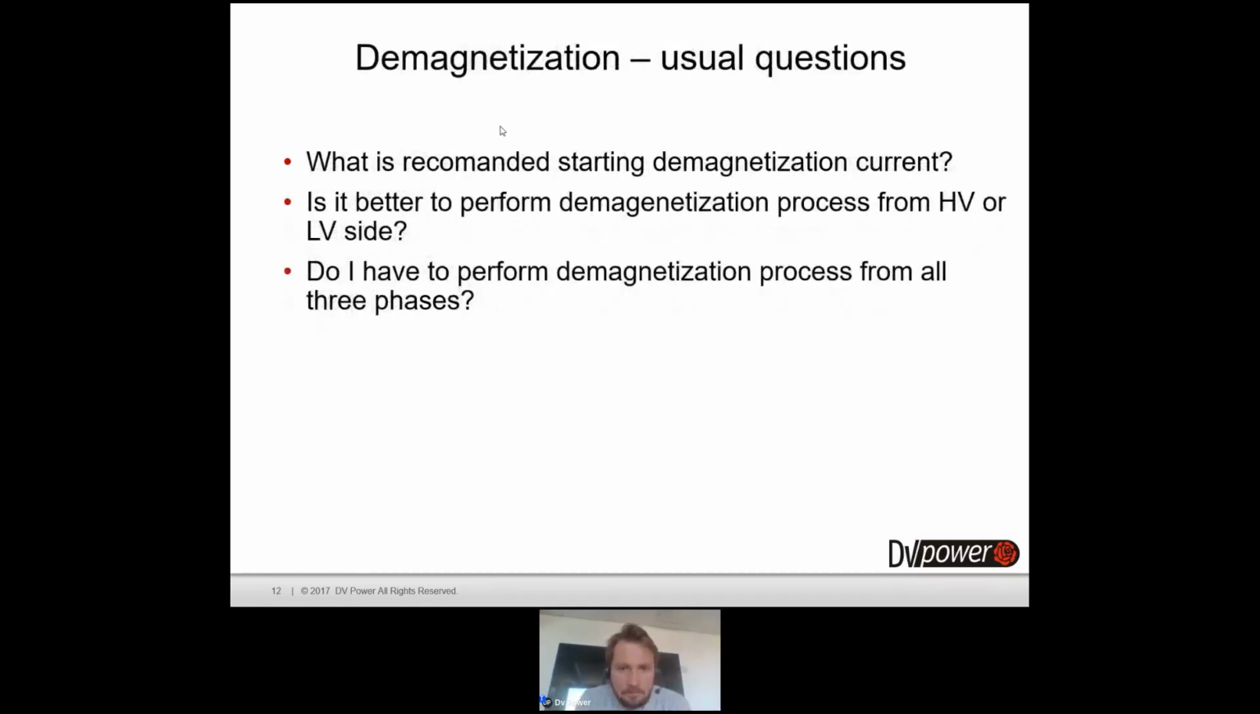There are also many questions regarding the magnetization process that people in the field can ask and sometimes can be confused. One of them is, what is the recommended starting demagnetization current? As you could see on the previous graph, we use some starting demagnetization current, and then we decrease that current in each step until 5 milliamps is reached.